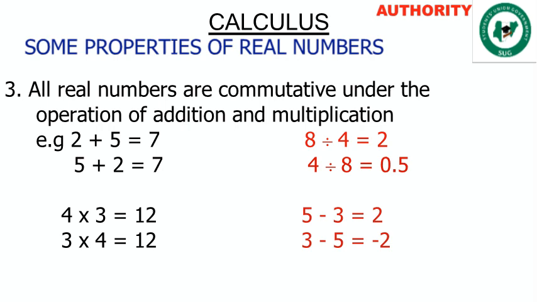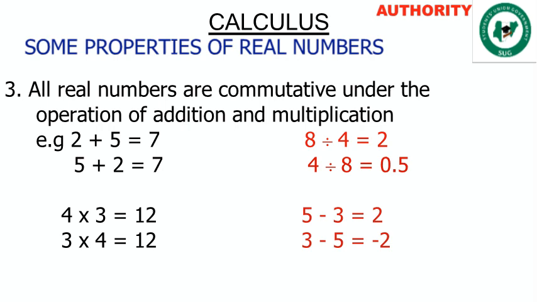If you want to doubt it, let's pick the same numbers. Let's pick 8 divided by 4. What will it give you? It will give you 2, right? Good. Now, exchange it. 4 divided by 8. What will it give you? It will give you 0.5. Do you see it? It's not the same. But when you say 2 plus 5, 7, 5 plus 2, 7. That is addition. Then when you say 4 times 3, 12, 3 times 4, 12. You get it?